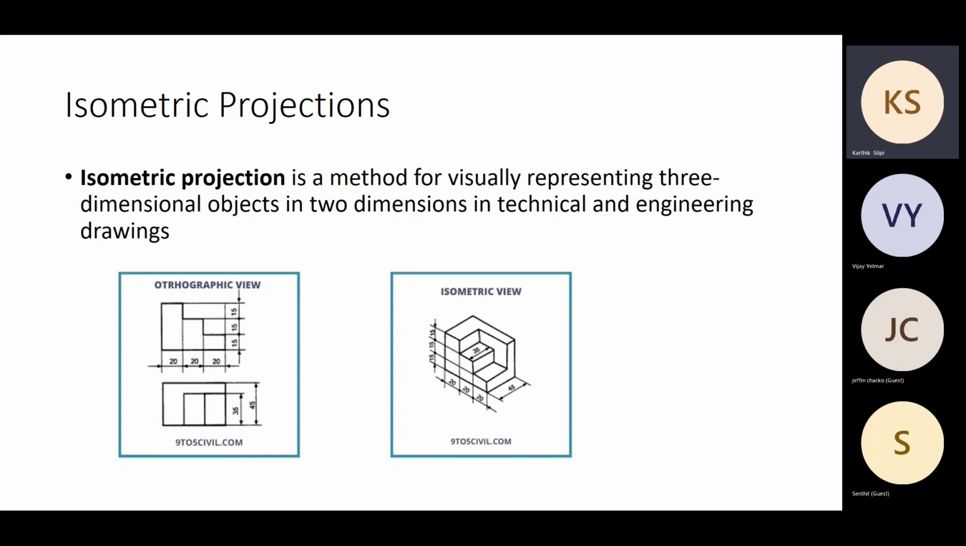So is there any form of 3D drawing possible? Yes, there is one more type of 3D drawing possible, that is called isometric projection.